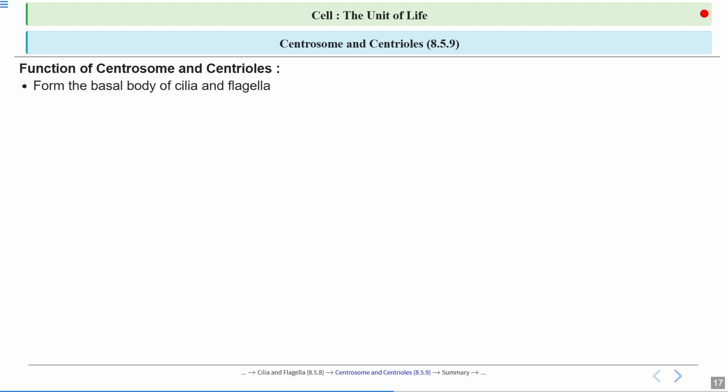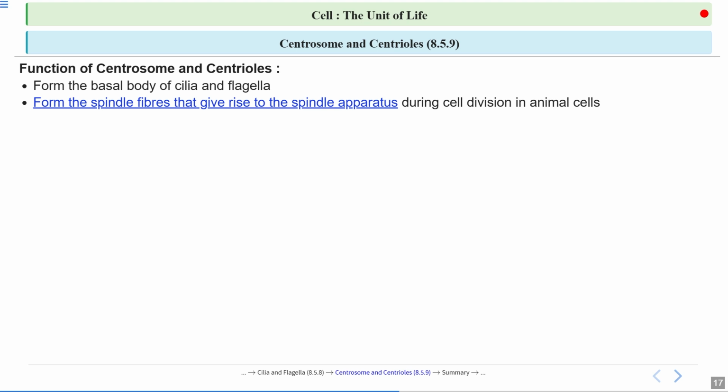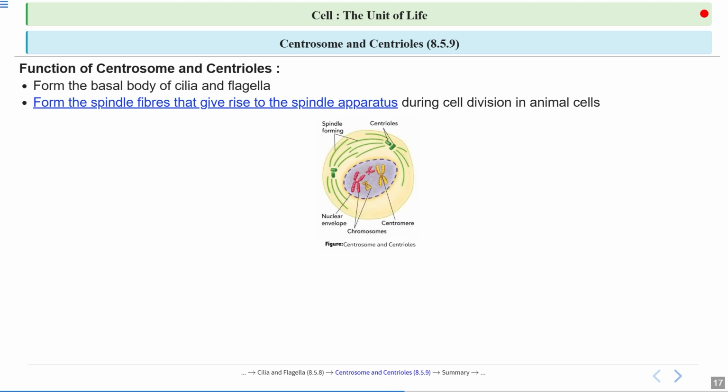They are only present in animal cells. These arise from the basal body of cilia and flagella. Centrioles form the spindle fibers that give rise to the spindle apparatus during cell division in the animal cell. So this is the role of the centrioles: they form spindle fibers. This image we have already discussed.